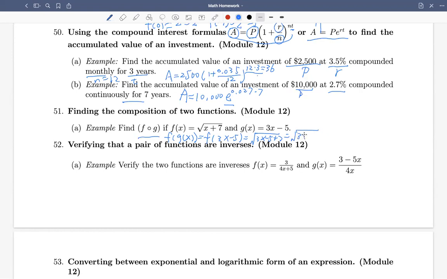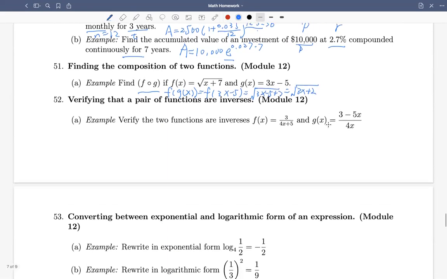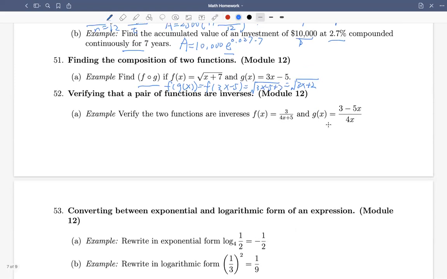That's the square root of 3x plus 2, right? Because 7 minus 5 is 2. Just be simple, okay? Don't think complicated. Sometimes we make mistakes because we overthink. It's very simple, right? F composed with G just means F takes G as input.